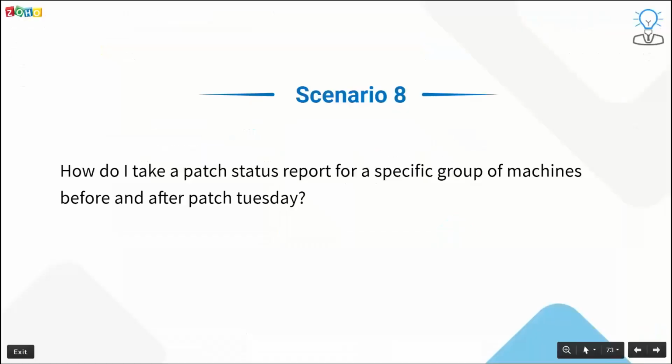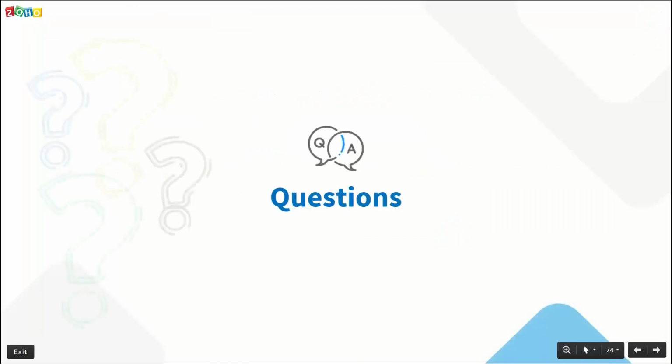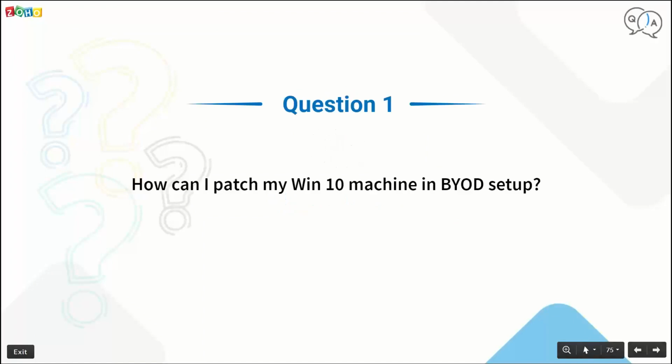Let us go back to the presentation now. Now let's take a look at some frequently asked questions. The first one: how can I patch my Windows 10 machine in a BYOD setup? You can enroll your personal Windows machine under mobile device management in Desktop Central. Following this, a DC agent will be installed on it and it can be managed thus.